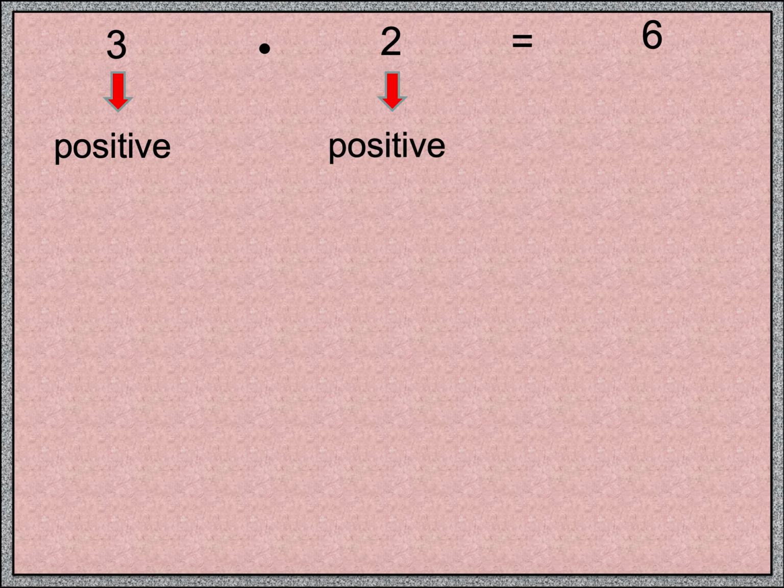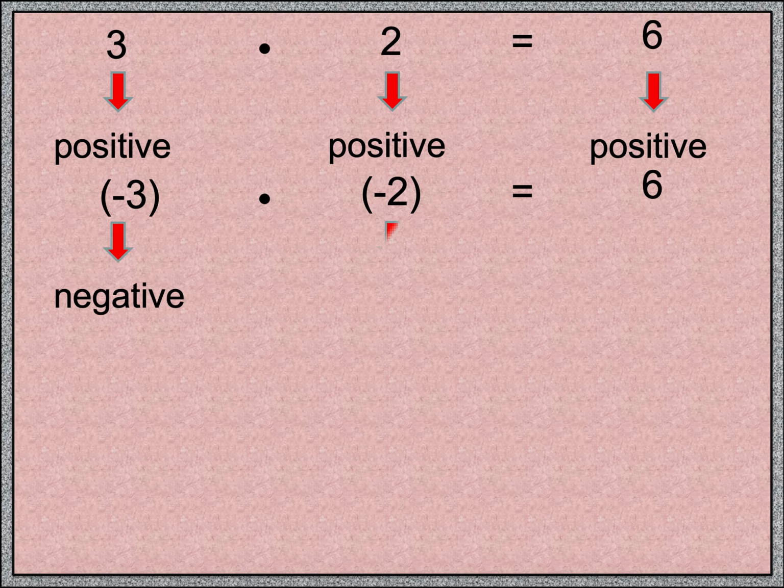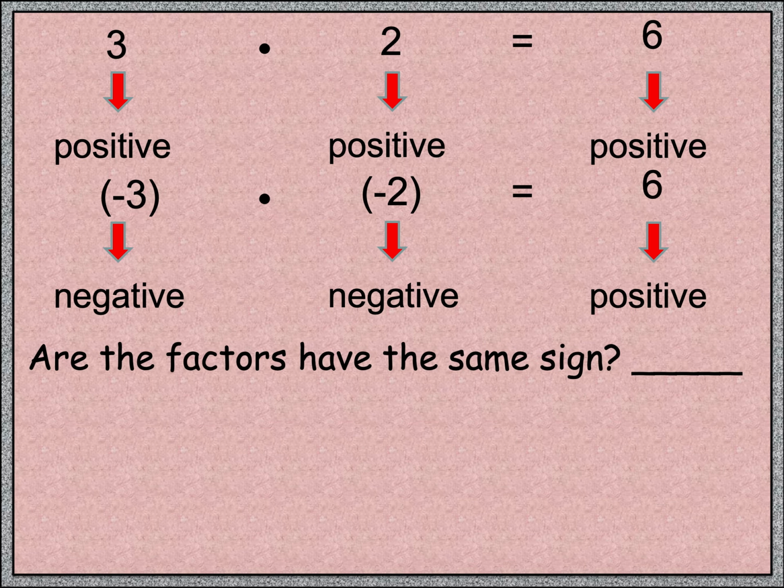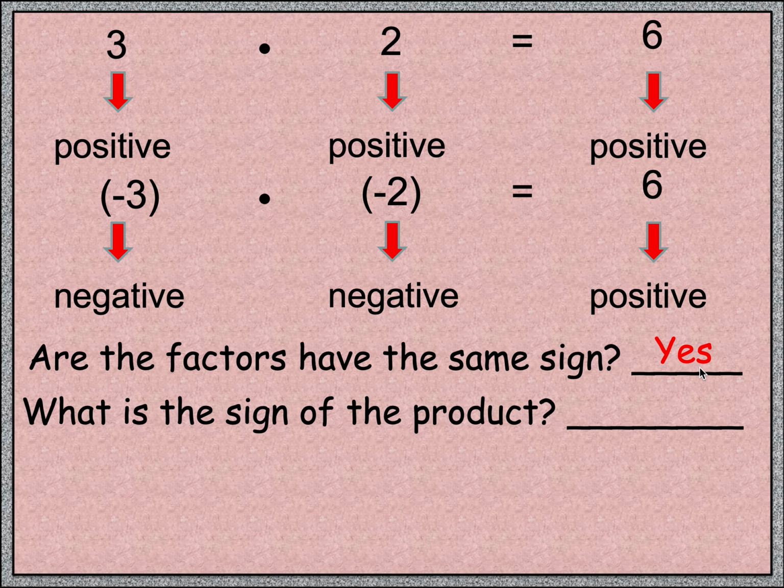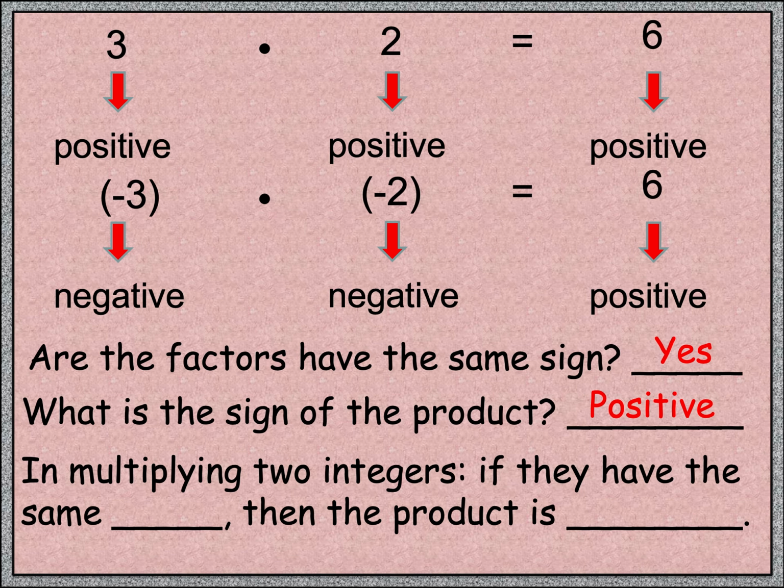So going back to the examples, 3 times 2 is 6. Positive times positive, the product is positive. Negative 3 times negative 2 is positive 6. So negative times negative, the product is positive. Do the factors have the same sign? Yes. Positive, positive, then negative, negative, so yes. What is the sign of the product? It is positive. In multiplying two integers, if they have the same sign, then the product is positive.